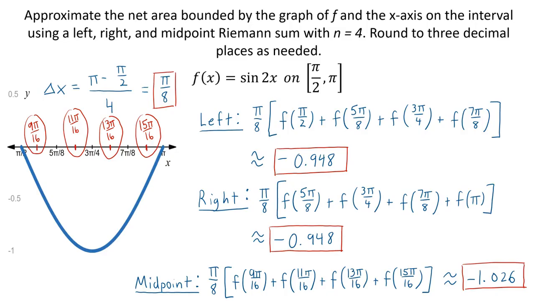Again, notice that each one of our estimates here are negative, and that's because the entire graph of sine of 2x lies below the x-axis on the interval from pi over 2 to pi.